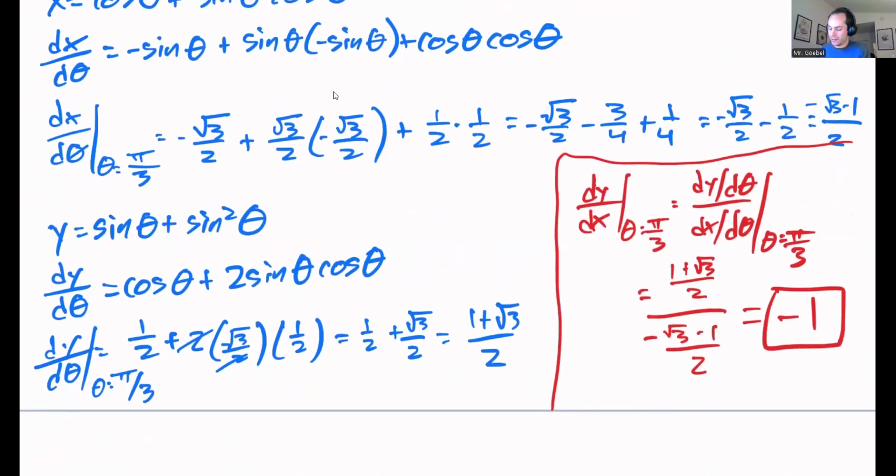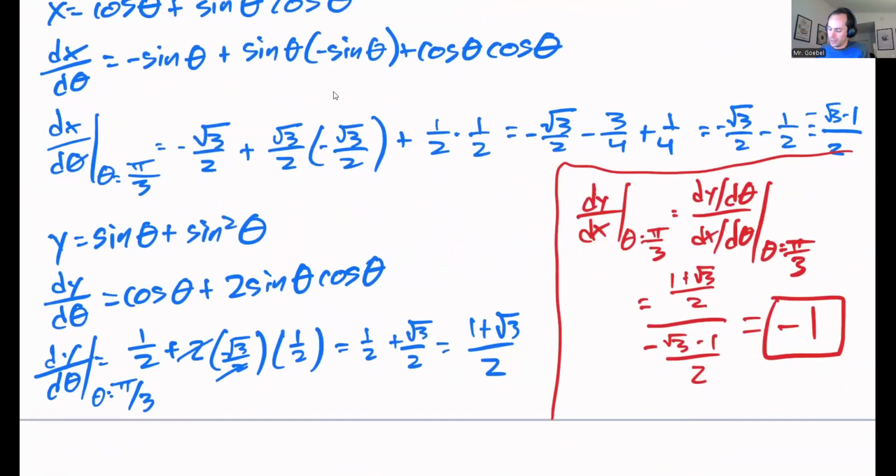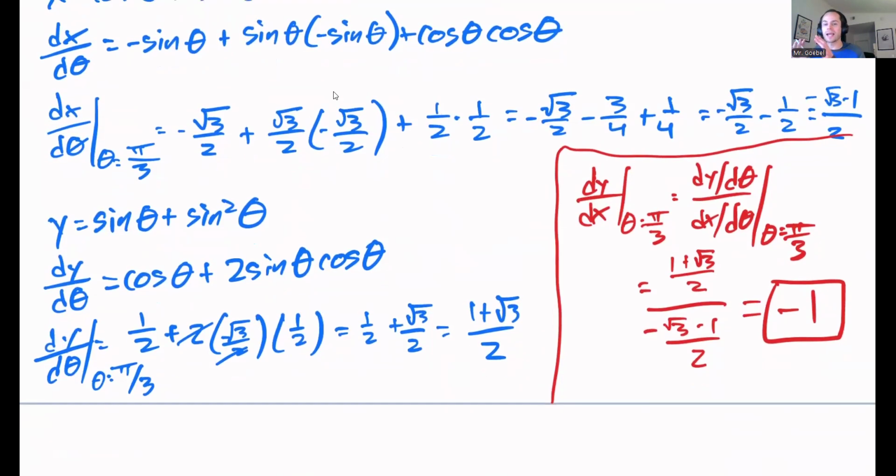For the y's, sine theta plus sine squared theta, basically just multiplying the r with the sine theta. Take that derivative. You have to use the chain rule there. When you plug in pi over 3, you'll get 1 plus root 3 over 2. And you'll notice the dy d theta and dx d theta are the exact same thing. It's just that dx d theta is the negative version. So when you divide them, dy d theta over dx d theta, the exact same number, just one of them's negative, we get our final answer. Our slope is -1 here.